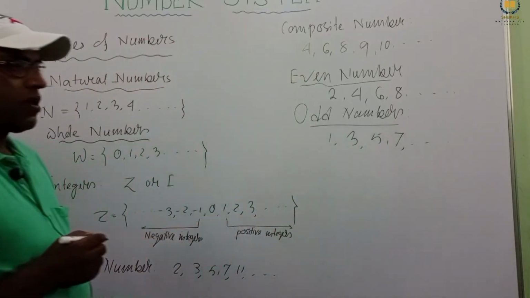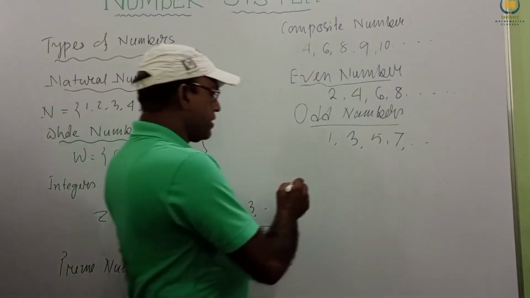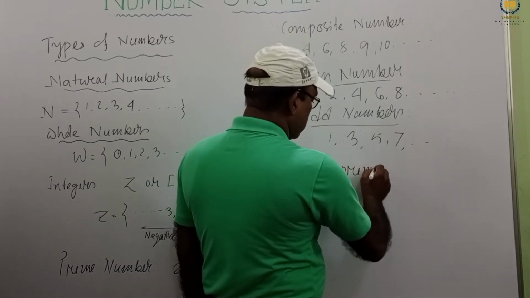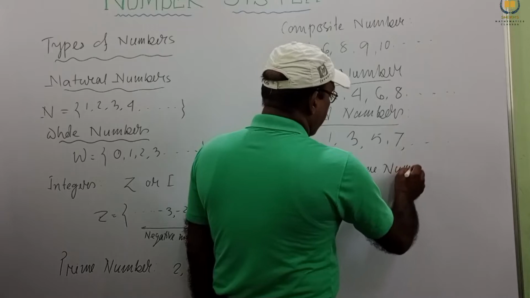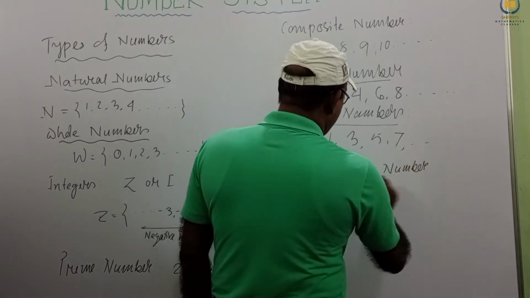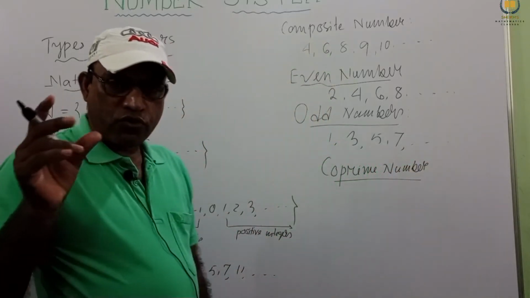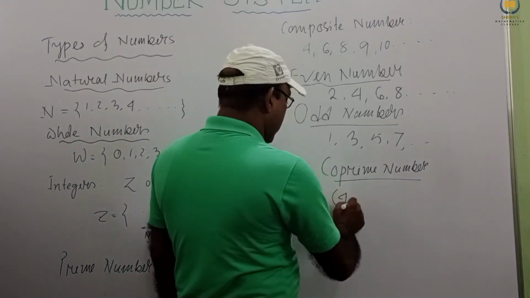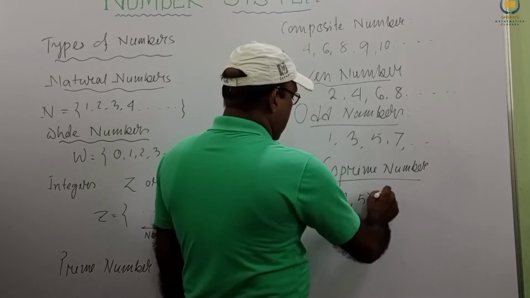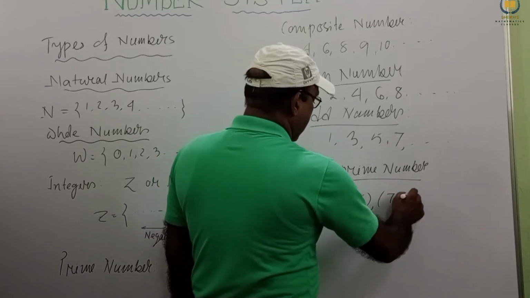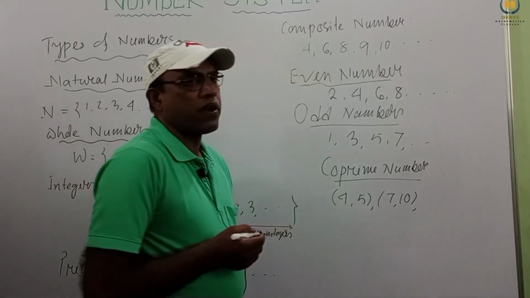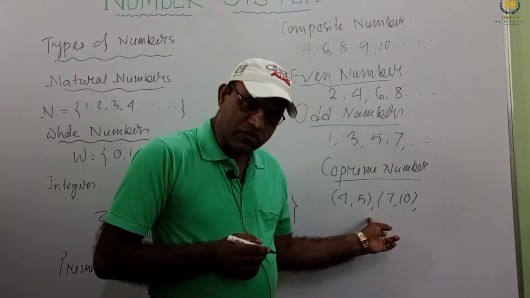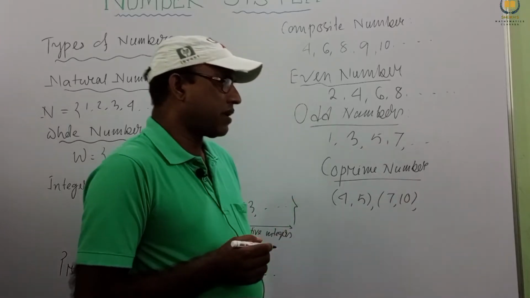Next, co-prime numbers. Co-prime numbers means we consider two numbers whose common factor is 1. Suppose 4 and 5, and 7 and 10. These are co-prime numbers, which have only common factor 1. So these are co-prime numbers.